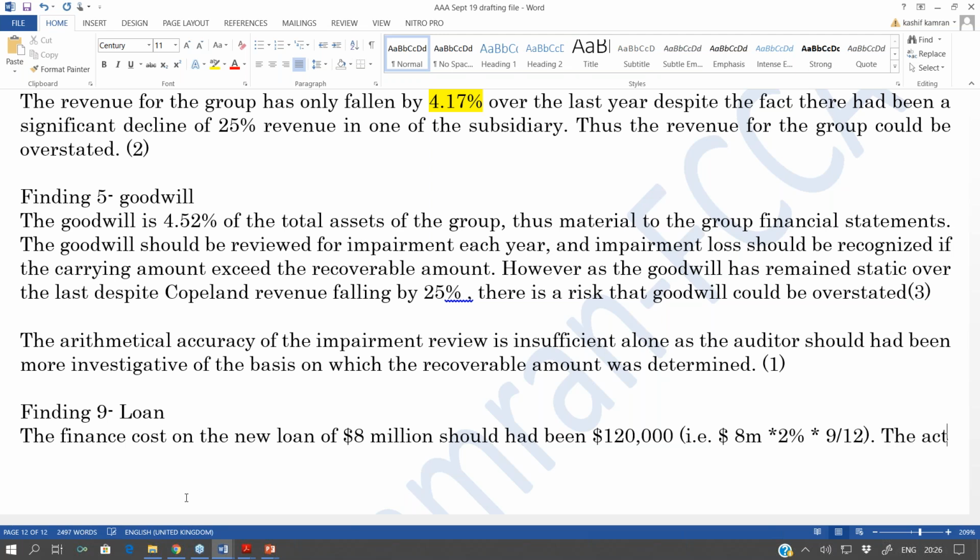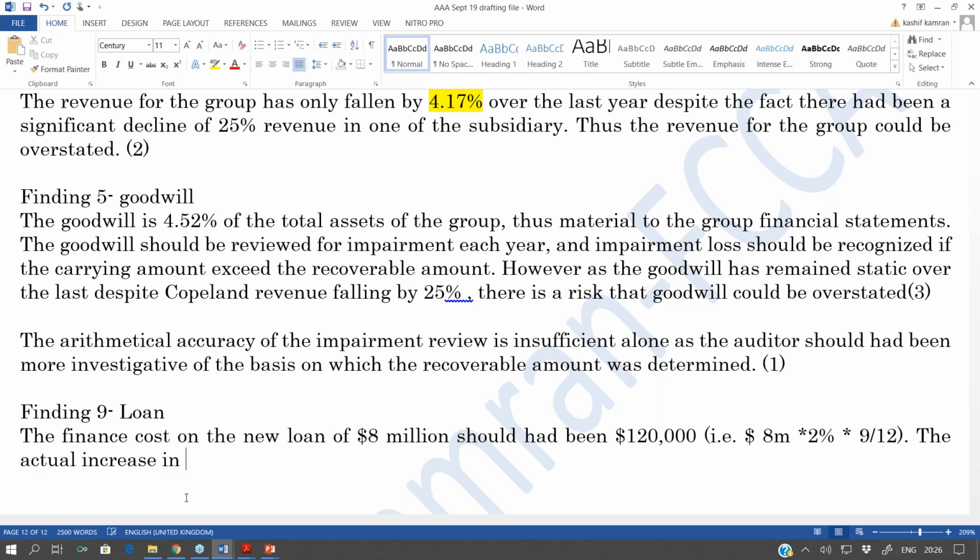The actual increase in the finance cost as shown in the income statement is only $40,000. See, now a lot of you might say, why are we not writing the accounting treatment? See, you need to see the adaptation here. The basic point in finding 9 was to calculate the finance cost and relate it back to the cost given in the income statement. So we just started it in a very different manner.